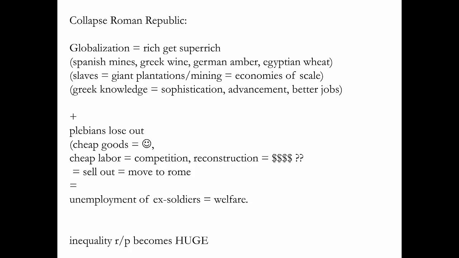So the rich guys say, look, we'll pay a little tax. We'll take a little bit from Egypt, we'll take a little bit from Sicily, and we'll just give it out for free. That doesn't change the problem, though. And the problem is income inequality, exactly what we're talking about now. The rich are getting super rich. They're benefiting from globalization. The poor aren't. The poor are actually losing out from globalization, from competition, from cheaper sources of labor, slaves, and cheaper sources of goods, the empire. So inequality between the rich and the poor becomes huge.